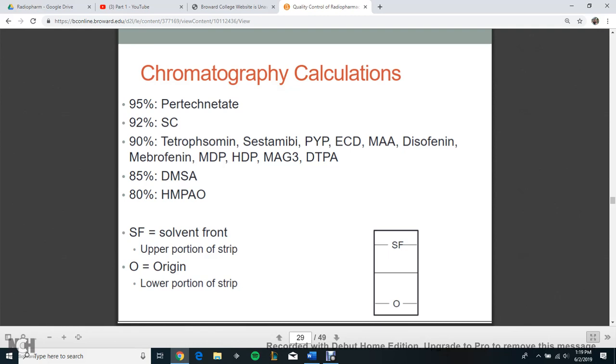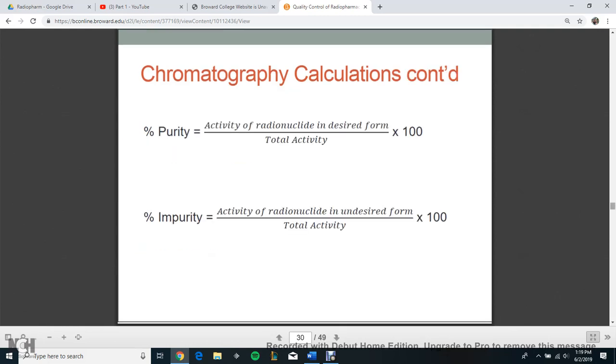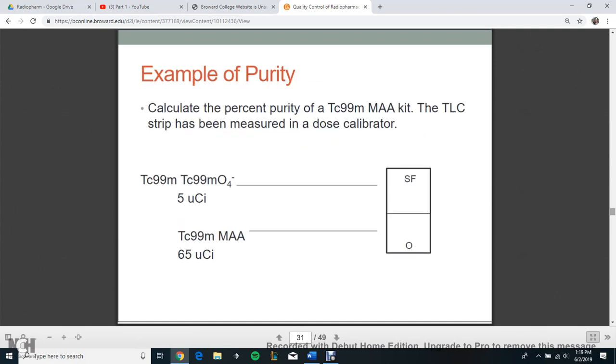The solvent front is the upper portion of the strip. The origin is the lower portion of the strip. The percent purity is the activity of the radionuclide in the desired form divided by the total activity times 100. The percent of impurity is the activity of the radionuclide in the undesired form divided by the total activity times 100. An example of purity: calculate the percent purity of the technetium-99m MAA kit.